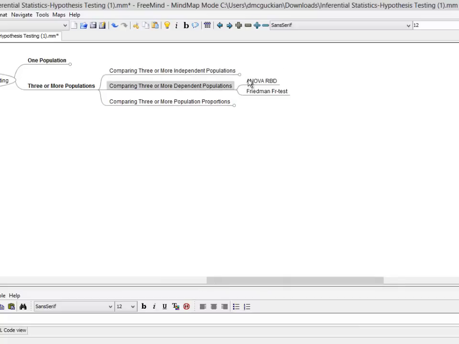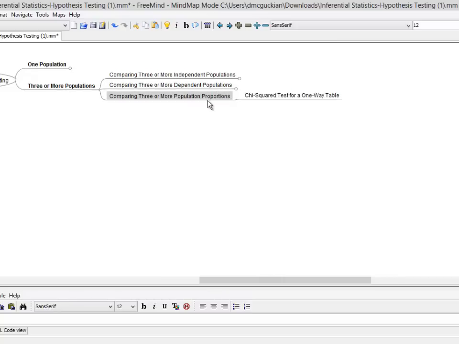For the dependent case, we have Anova randomized block design that we learned. That was where we had blocks, and that's where the dependency came in. With the Friedman Fr test, that's the non-parametric version of the Anova RBD. So if you wanted to perform the randomized block design experiment, but you couldn't assume normality, you would choose the Friedman Fr test as a replacement for that.